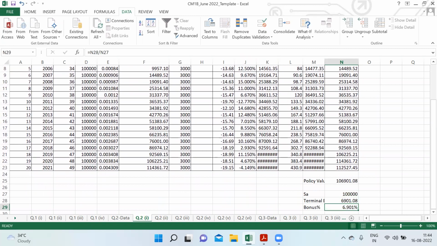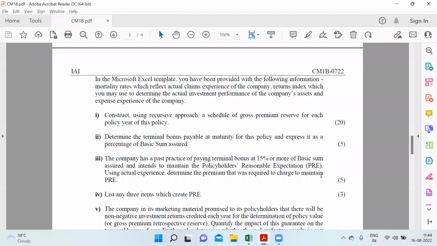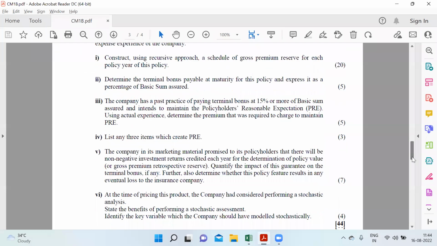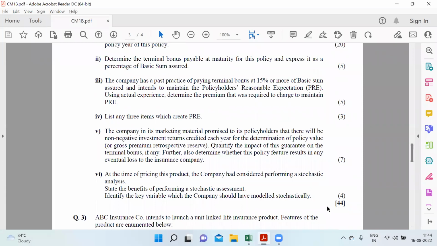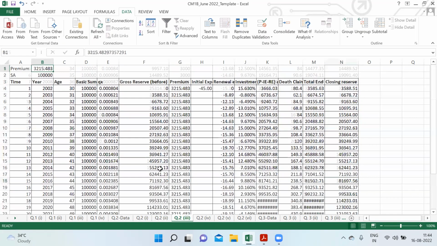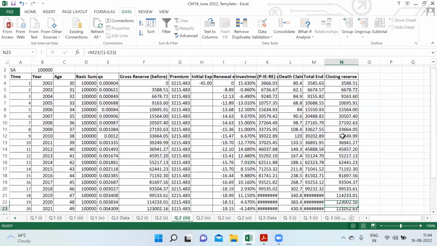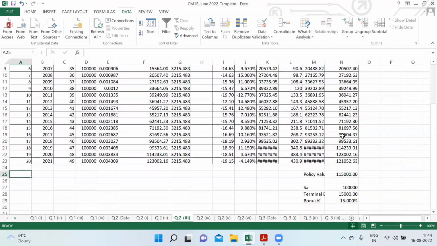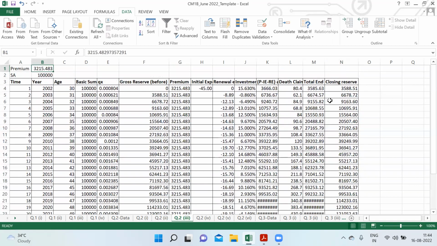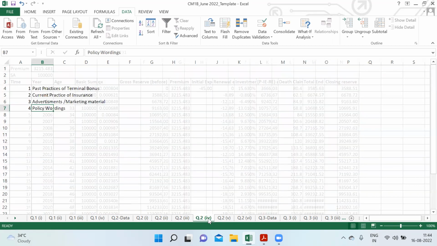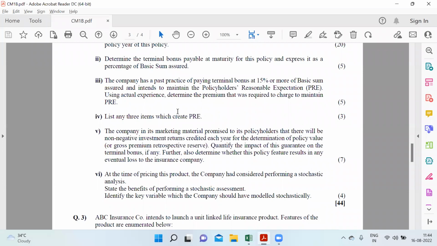The terminal bonus as a percentage of basic sum assured is 6.901% only. Then in the third part we are told the company is a past practice of paying terminal bonus at 15% of basic sum assured and intends to maintain policyholders' reasonable expectations, using actual experience to determine the premium that was charged. So now in part 3, you can just directly copy the table, change your terminal bonus to 15% and using goal seek change the premium. That will come to 3,215.483.